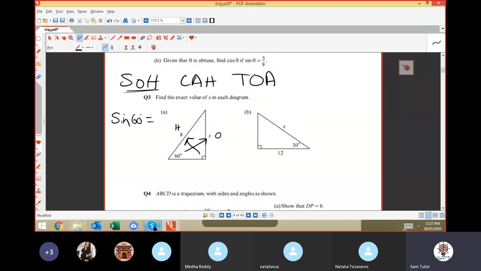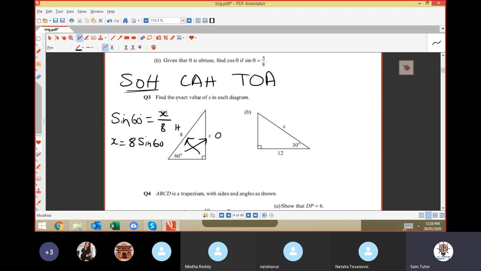Now, let's get to this. Natalia, this question here. Sine 60 equals opposite over hypotenuse. What would you write? X over 8. Yep. And then what do you do with the division of 8? You have to multiply it. So you're going to have x equals 8 times sine 60. That's it.